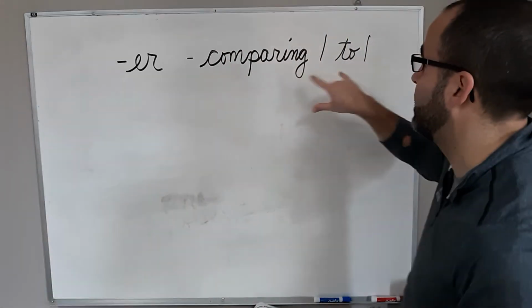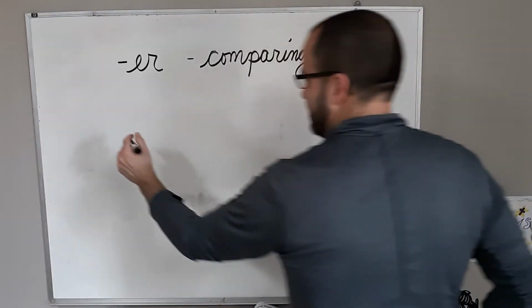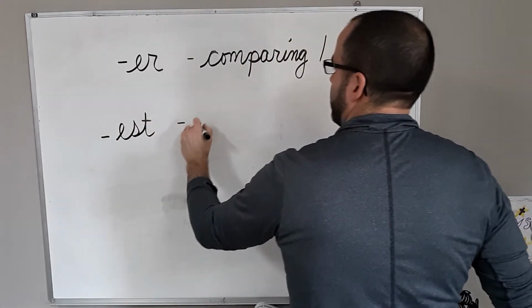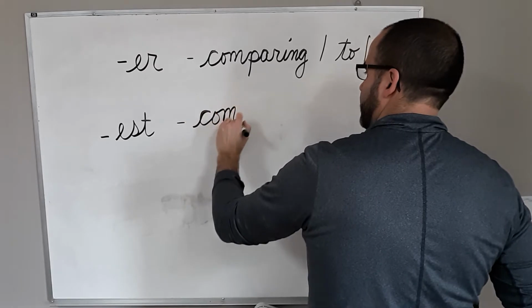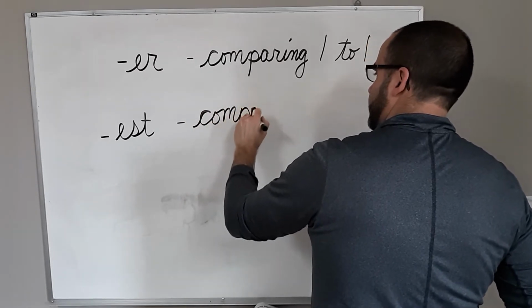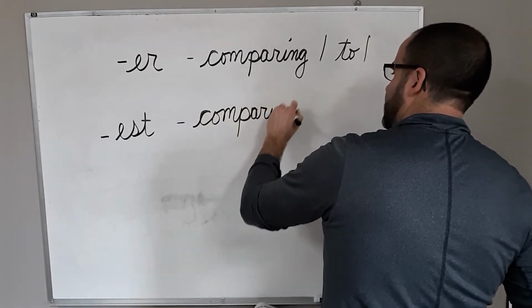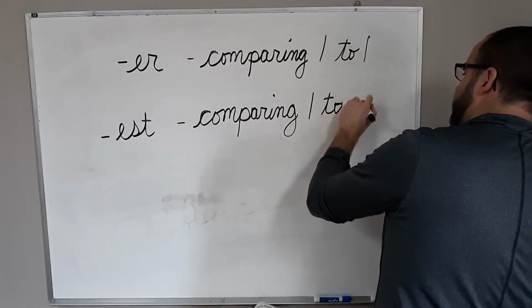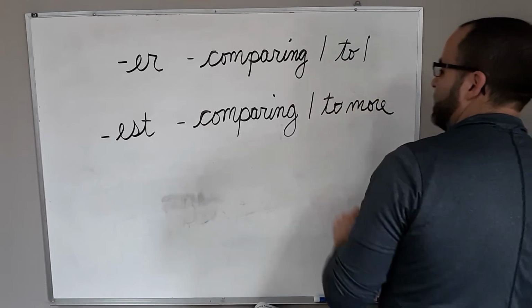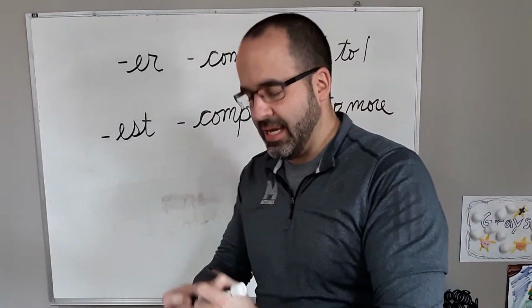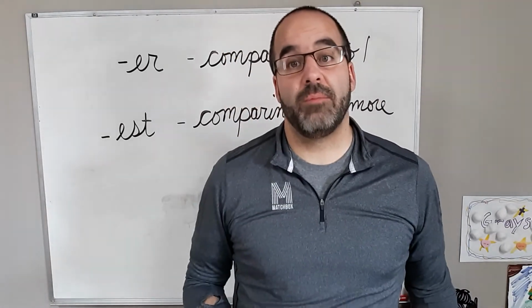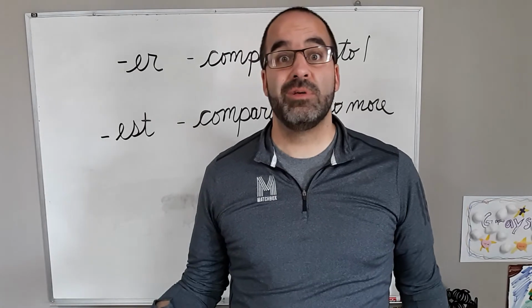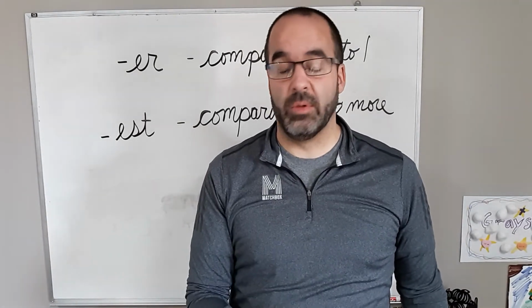So are we comparing one to one, or, in the case of EST, this is where we're comparing one to more than one. So EST might be, like we talked about, Mr. Duncan is the tallest in the class. Mr. Duncan is the tallest in his family. Mr. Duncan is the slowest in his family.